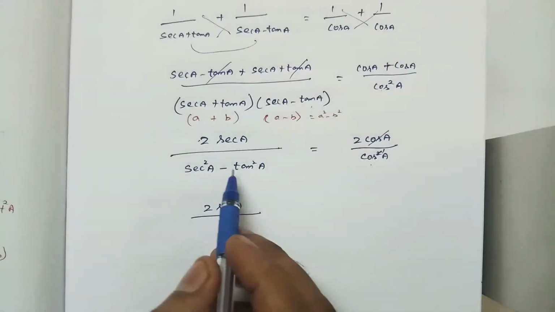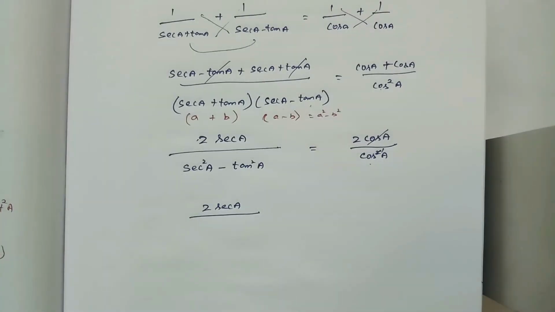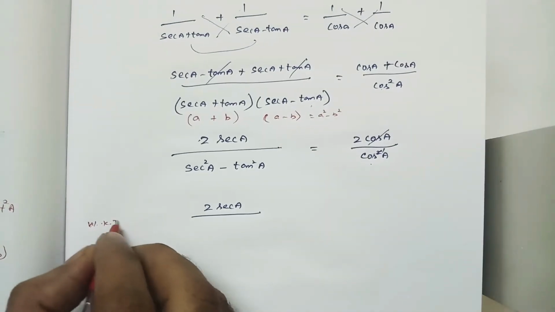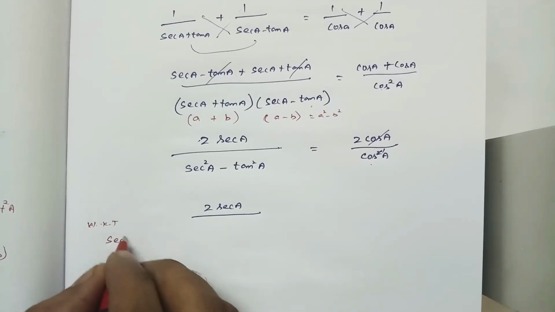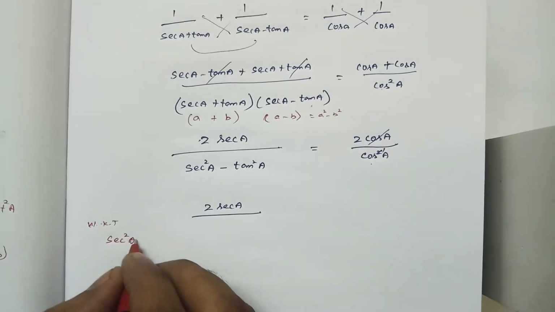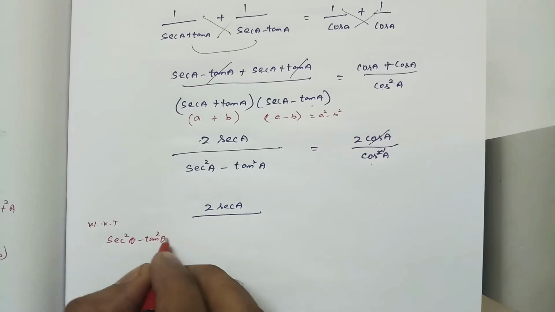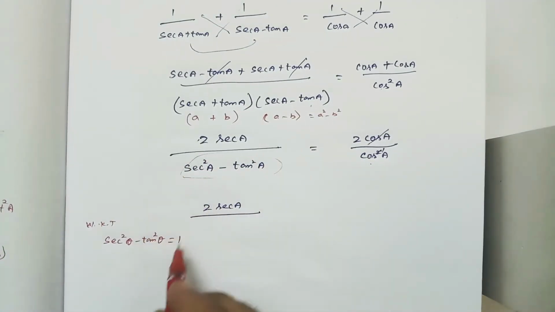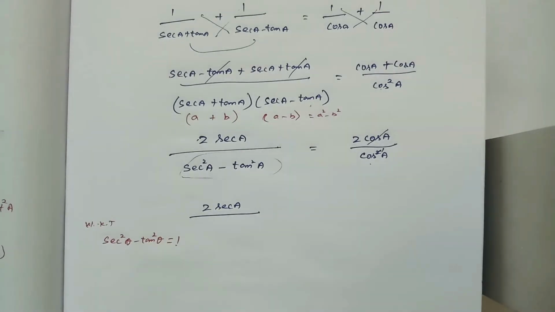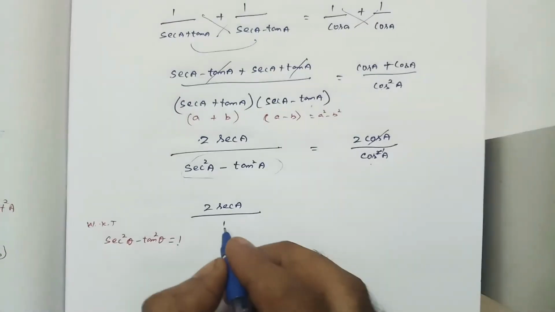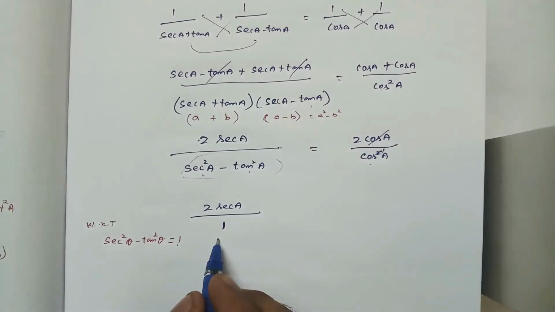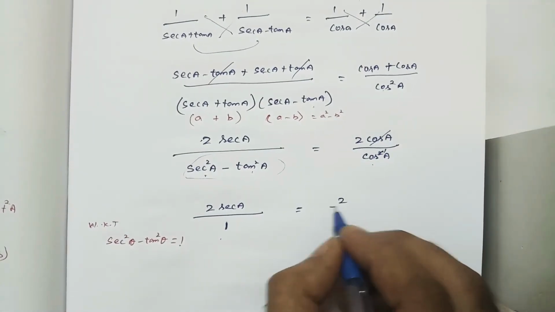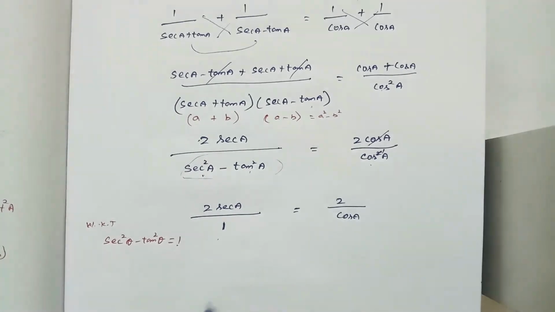What is cosec square a minus tan square a? Yes, a trigonometric identity. We already know that cosec square theta minus tan square theta is equal to 1. So instead of cosec square a minus tan square a, I substitute 1. So it is equal to 1, and on the right, 2 cos a cancelled, 2 divided by cos a.